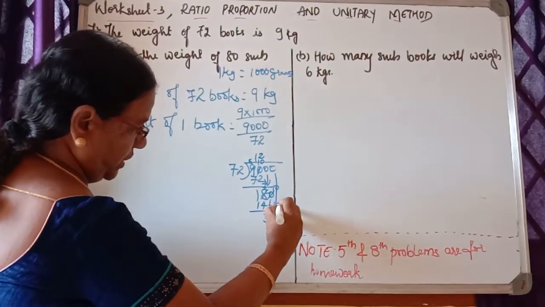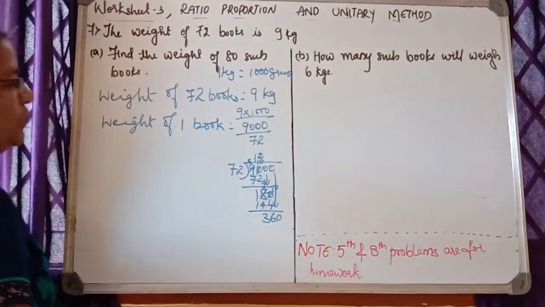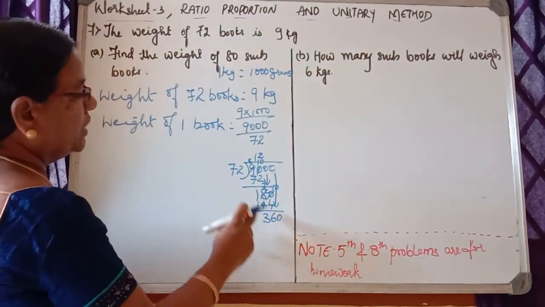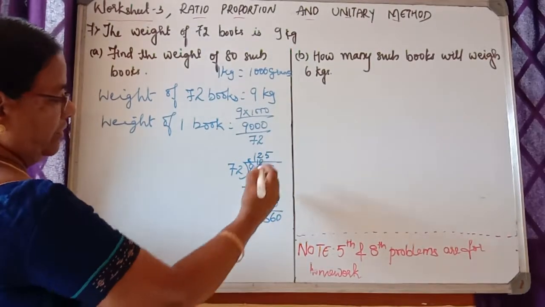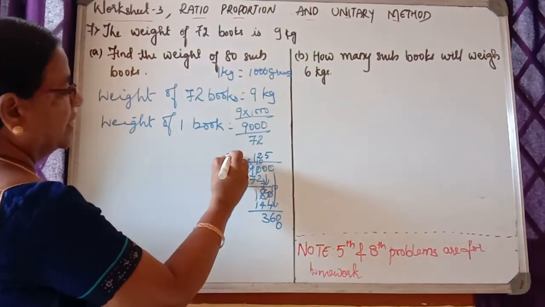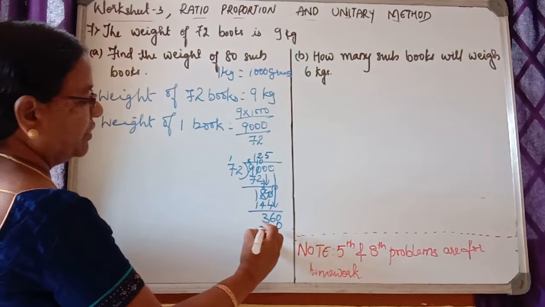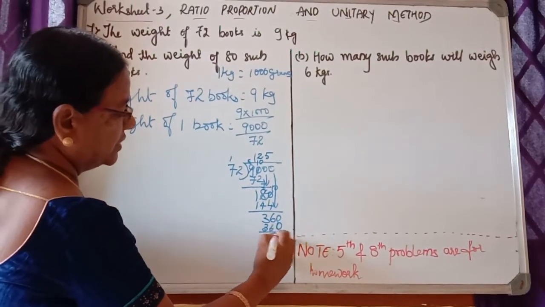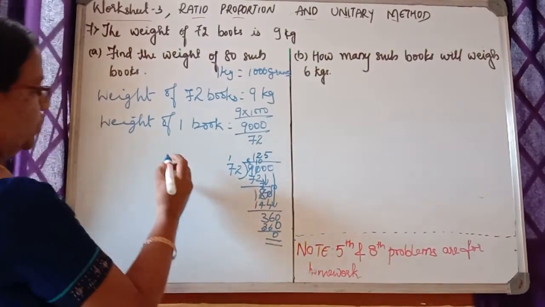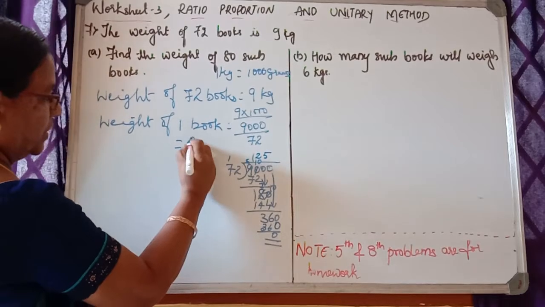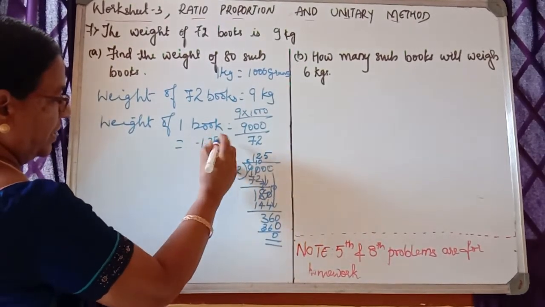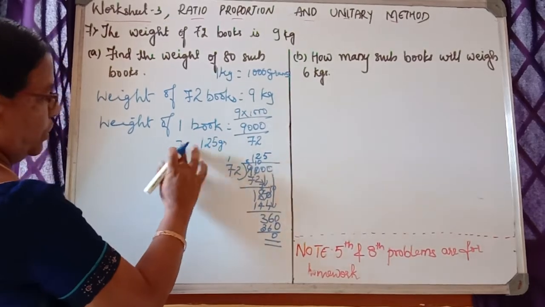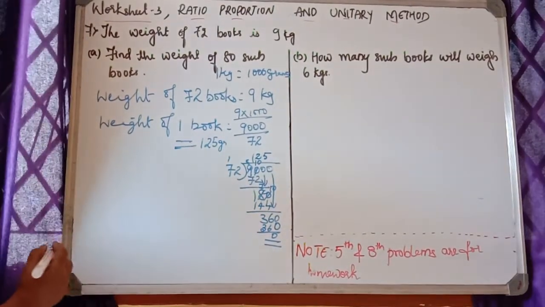Now we are going to bring the 0 here. In this, how many 72s will come? We'll assume 5. 5 2s are 10. Remainder 1. 7 5s are 35 plus 1, 36. So the weight of 1 book is equal to 125 grams.